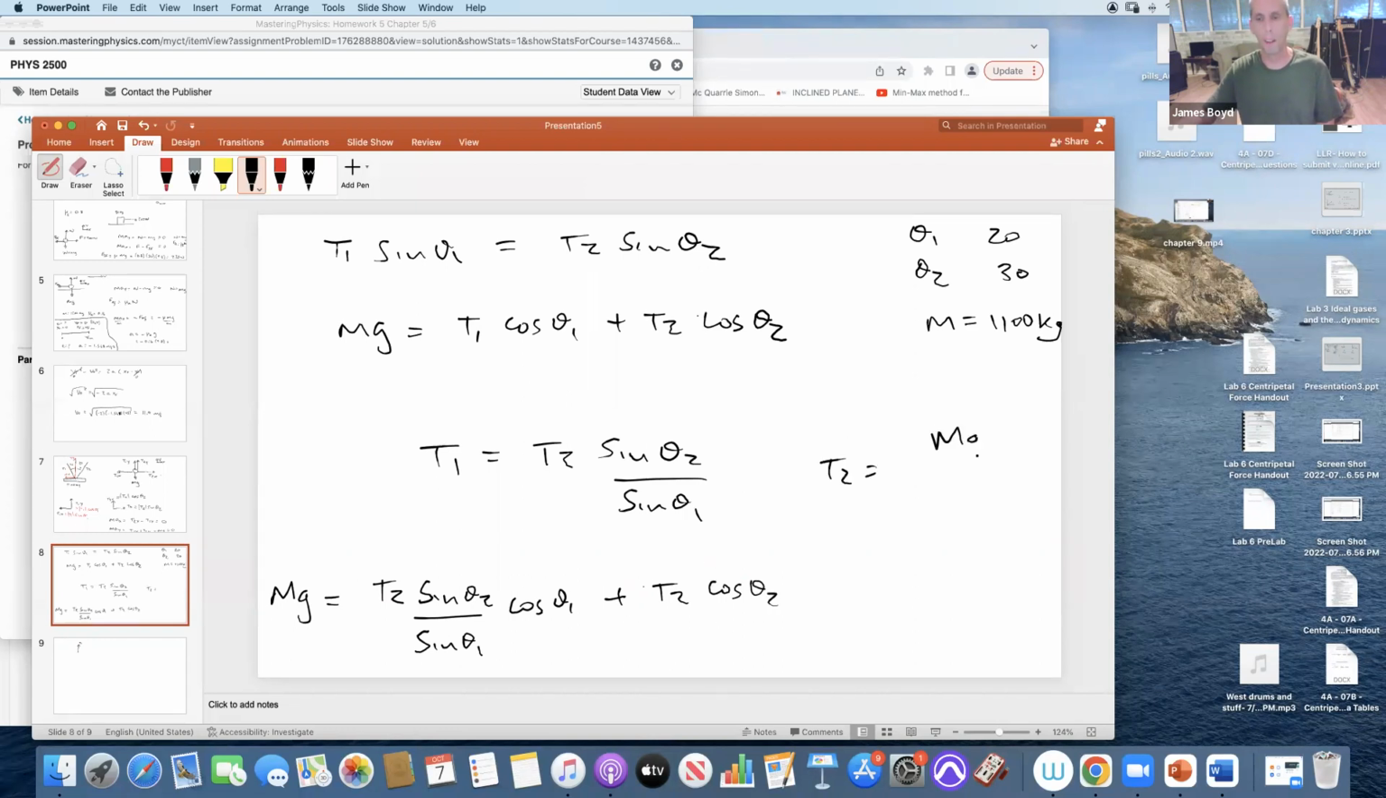distributing mg. This is sine over tangent, so sine of 2 over tangent of 1 plus cos of 2. So T2 should be 1100 times 9.8 divided by sine of 30 divided by tan of 20.